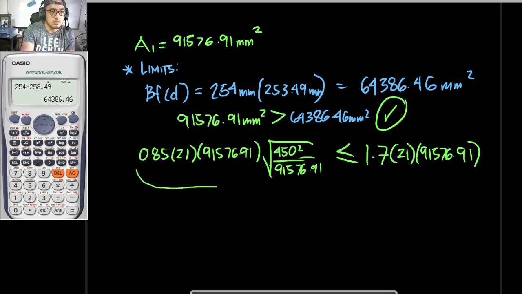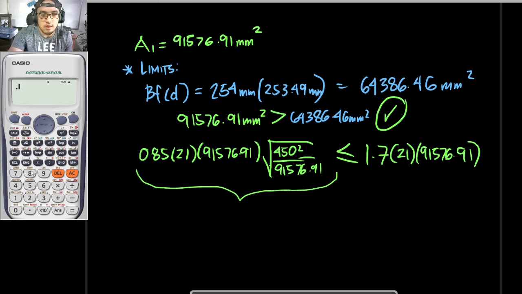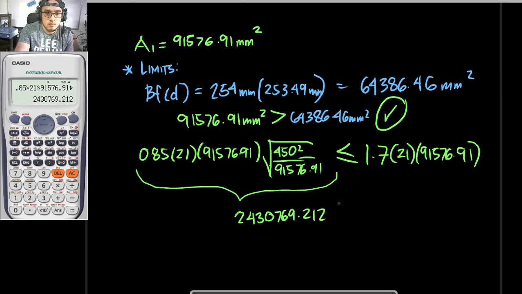And eto, pag i-solve natin yan, sige, solve na lang ulit natin. So, 0.85 times 21 times 91576.91 times square root of 450 squared times 450 divided by 91576.91. So, ayan siya, 243. So, check natin kung tama to.